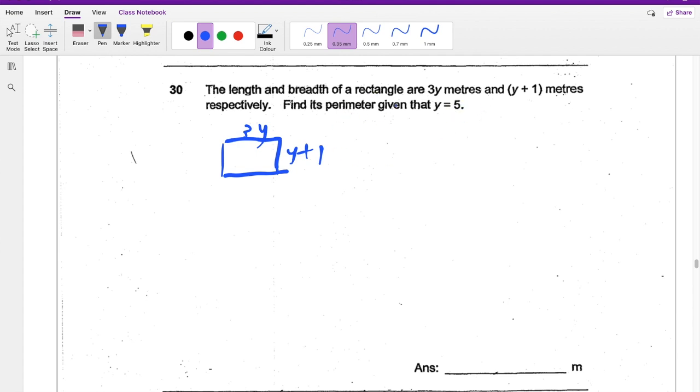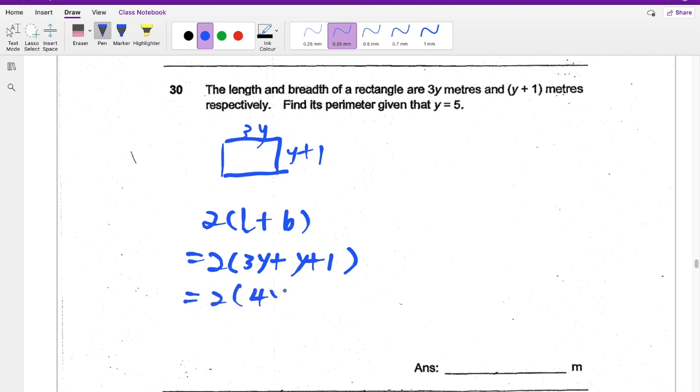Well, the perimeter of a rectangle is 2 times the length plus the breadth. Here we have 2 times 3y plus y plus 1, so 2 times 4y plus 1, equal to 8y plus 2. So if y is 5, then we calculate 5 times 8, 40. 40 plus 2, 42.